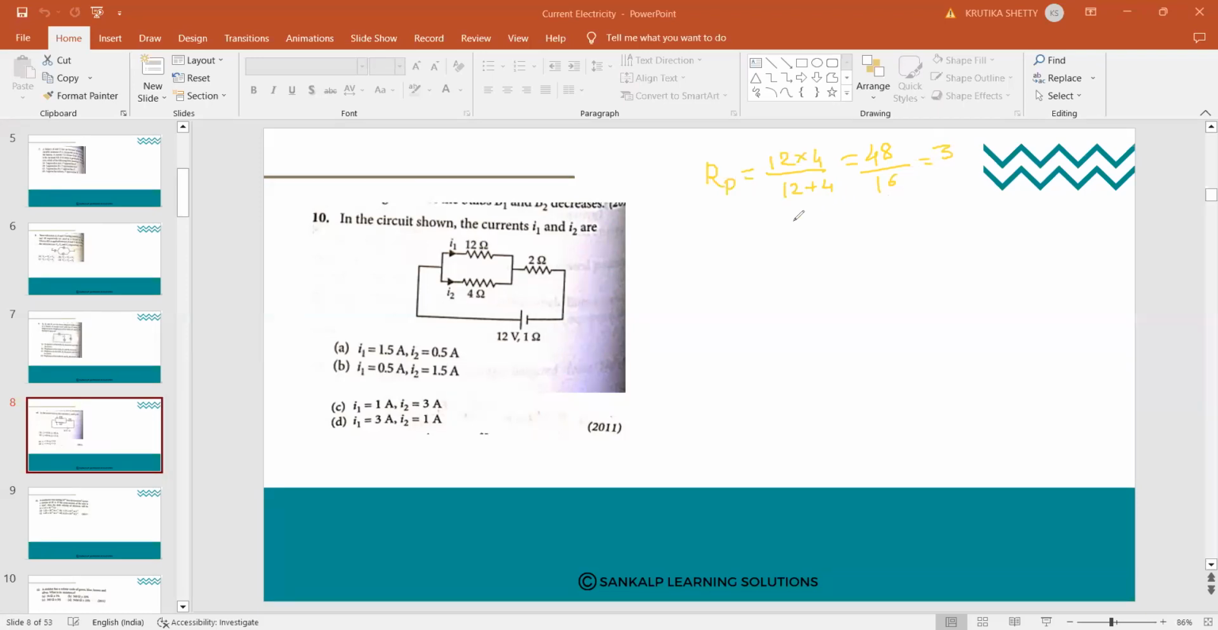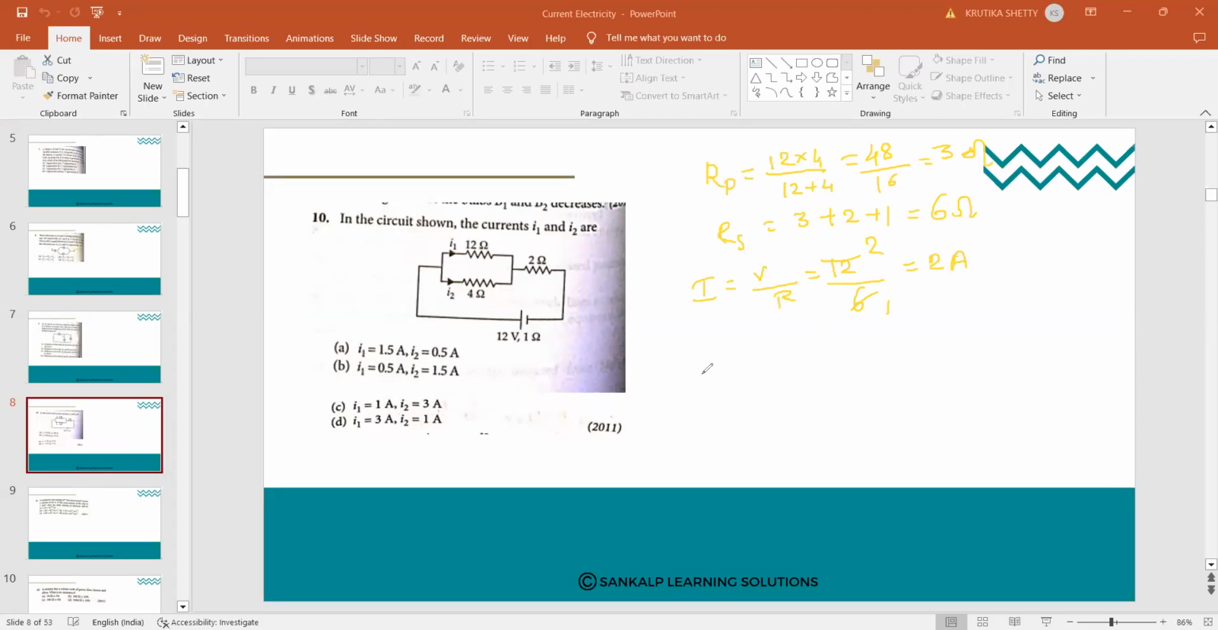Now this 3 is in series with Rs, 3, 2 plus 1. So this is nothing but 6 ohm. So the total resistance in the circuit is 6 ohm. Now the current in the circuit is given by V divided by R. The potential is 12 volt and the resistance is 6. So 6 ones are 6, 6 twos are 12. So it is 2 ampere through the circuit.